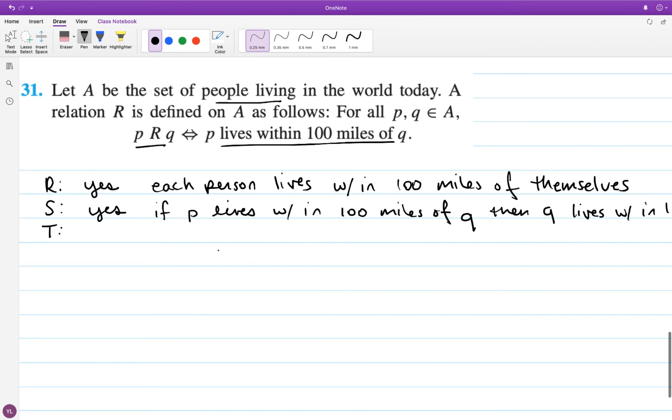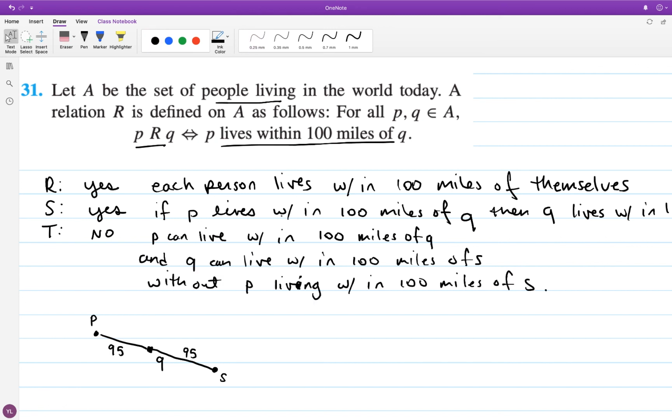And finally, transitivity. No, I don't think so. I'm going to draw a little diagram here. Let's say person P does live within 100 miles of Q. Let's say they're like 95 miles apart. And then maybe just in a direct line, Q lives another 95 miles away from a person S. Then, if this is a straight line, P lives way further away from S than 100 miles. So this relation is not transitive.